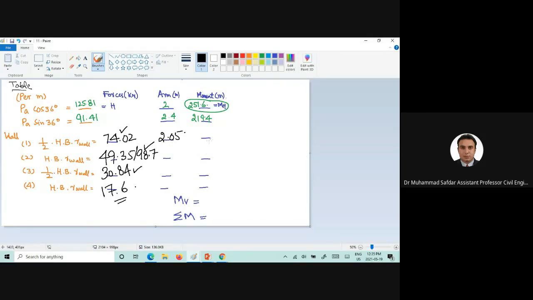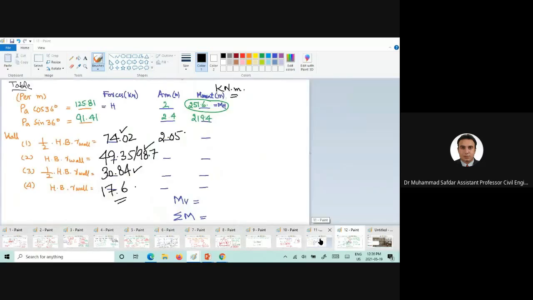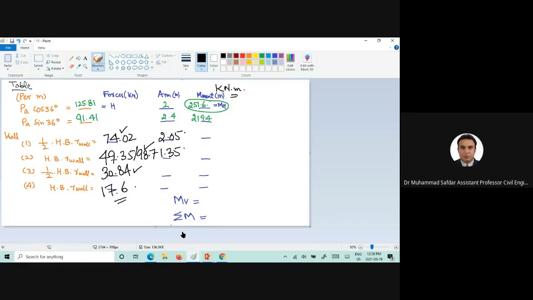And you can calculate the moments as well. Someone can take care of the moments, and this one is kilonewton meter. Okay. So how about the second part? It's simply subtracting 1.05 plus, and if you subtract the half of the 0.7, this will give us the lever arm for the second part of the retaining wall, this part here. So what should be the value here? 1.35.